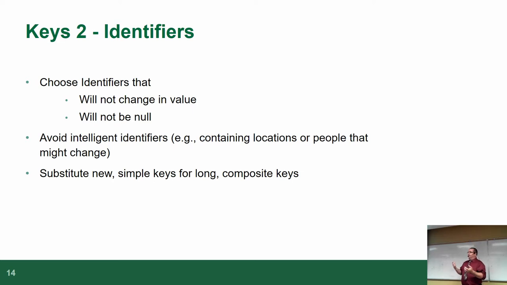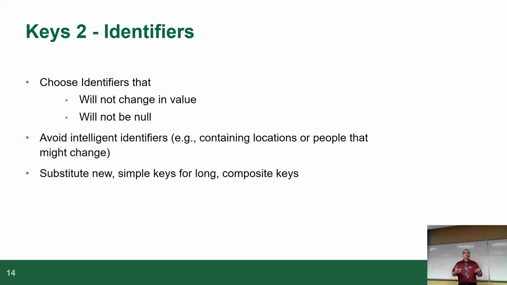So, a primary key can never be null. In other words, there must always be something provided for it. You should avoid intelligent identifiers. A lot of profs used to teach that intelligent identifiers were a great thing. And then the students go out in the real world and get slapped in the back of the head by their supervisors saying, what the hell is wrong with you? You don't use intelligent identifiers. These are things that might change.